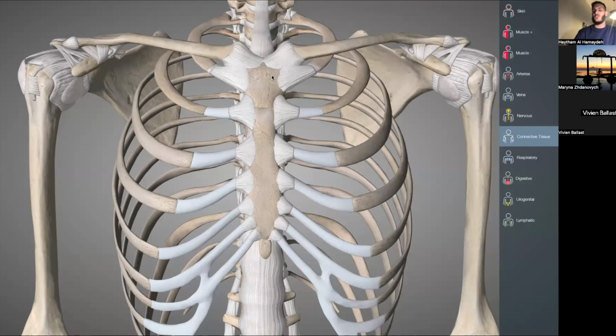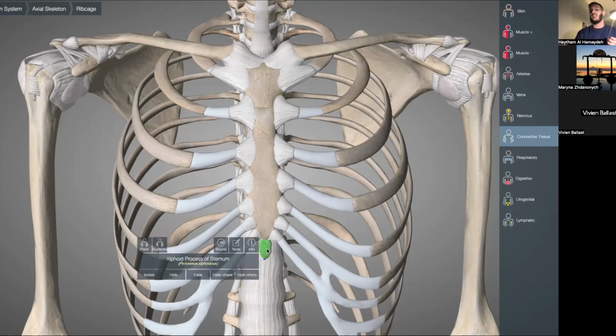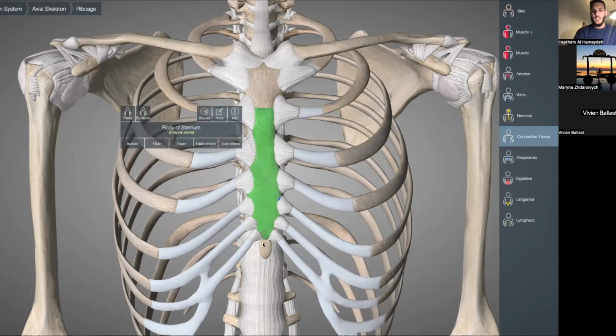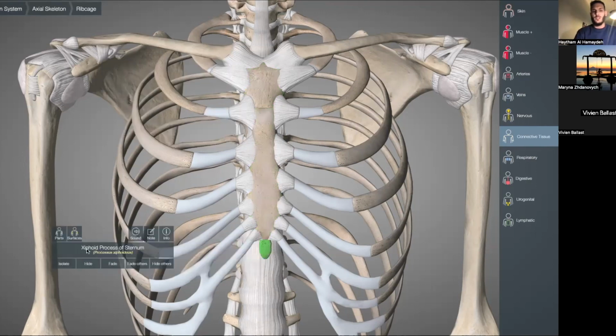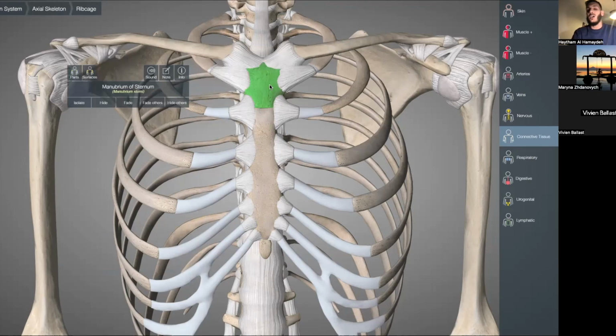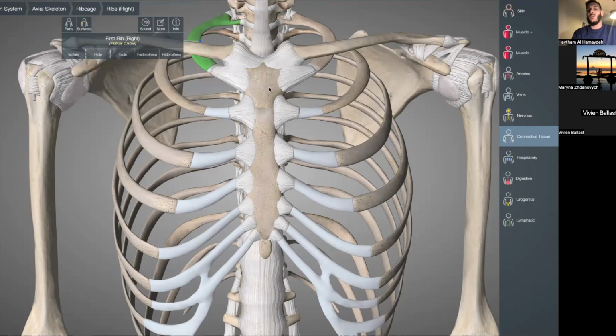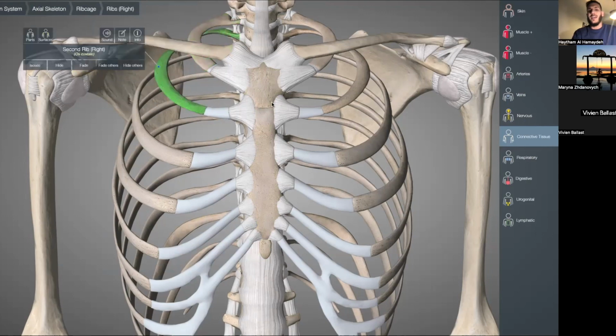The sternum is made up of 3 parts: manubrium, body, and xiphoid process. We said initially that the manubrium allows for the articulation of the clavicle with the sternum, the first rib with the sternum, and half of the second rib. So the manubrium articulates with the clavicle, first rib, and half of the second rib, okay?